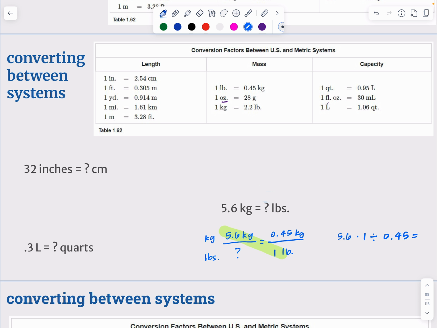And if you do this on your calculator, it works out to be 12.4 repeating, actually. So I'll just put something like that. And we could round this off to just 12.4 pounds. But that's the answer that we're looking for. I would say that 5.6 kilograms is about the same thing as 12.4 pounds. That would be my answer for that one.